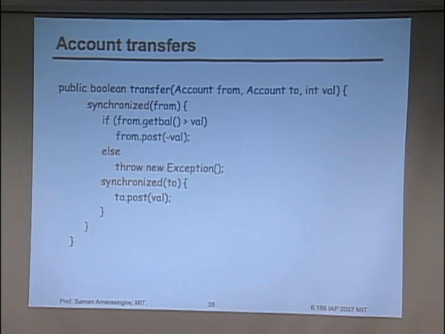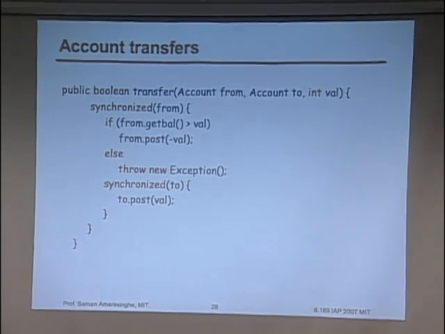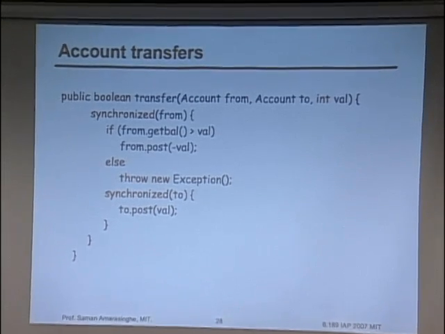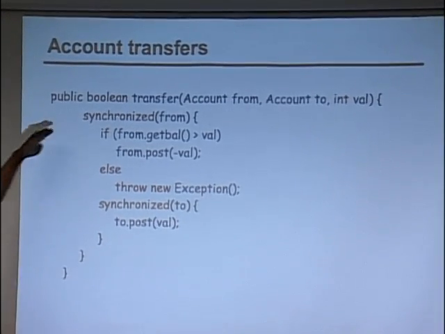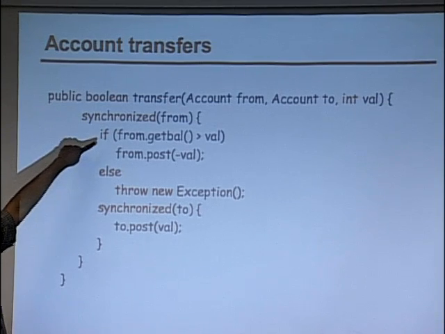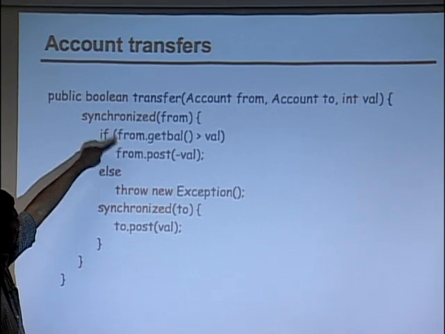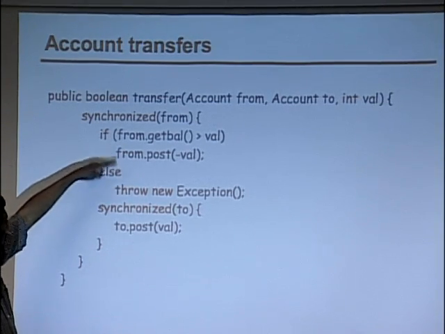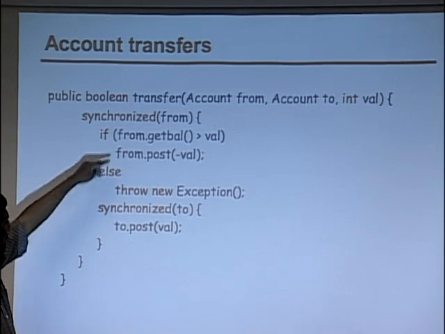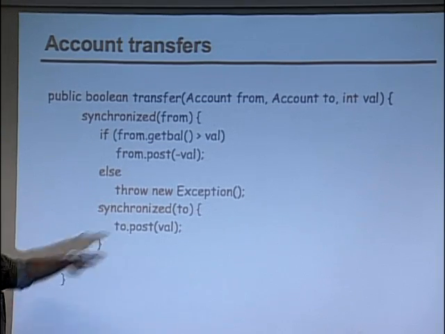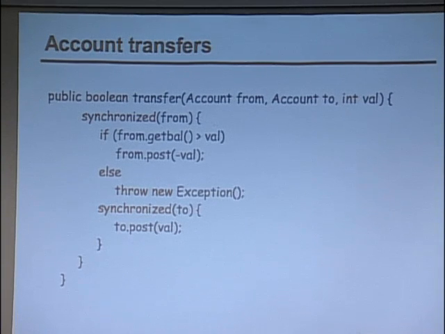Here's another thing we want to do. I can transfer account balance from one account to another. One way to do that is a method, say transfer, from account, to account, this amount. I say synchronize from account, get balance, and if the balance is available, I can synchronize the to account and post it there. See any problems?